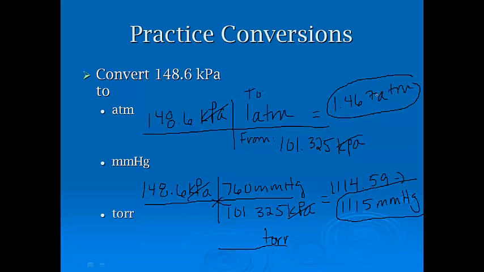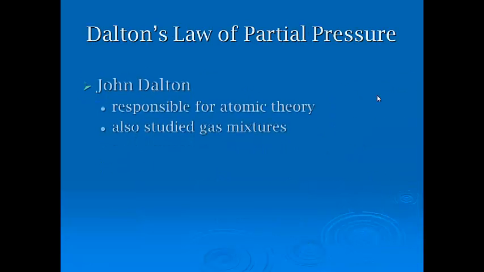Now to save time, torr is exactly the same setup. The only difference is that you're going to have 760 torr on the top, so you're still going to end up with 1,115 millimeters of mercury. Remember, you're going to be given those conversion factors. You don't have to memorize them.